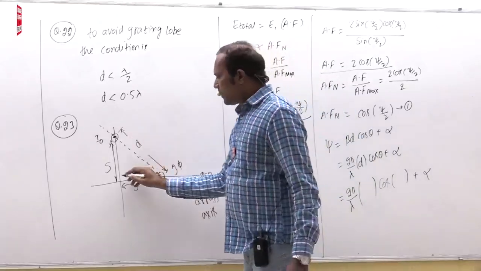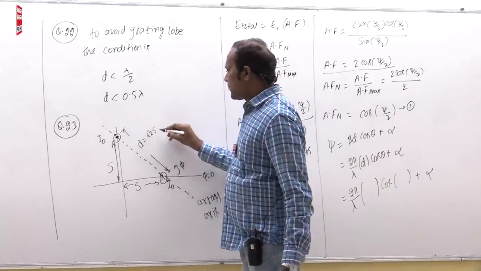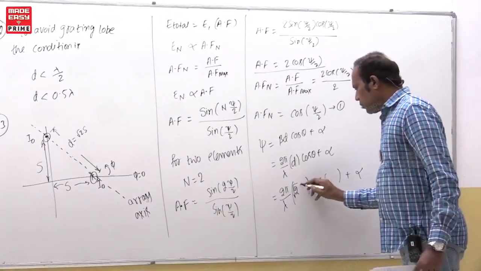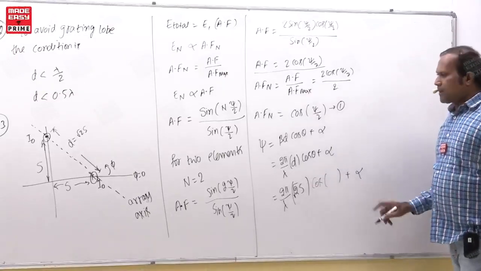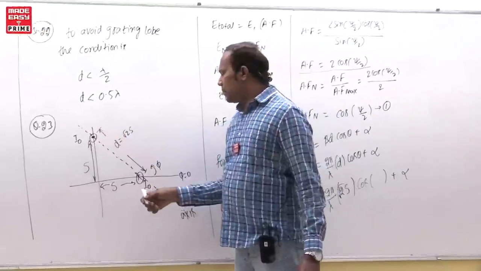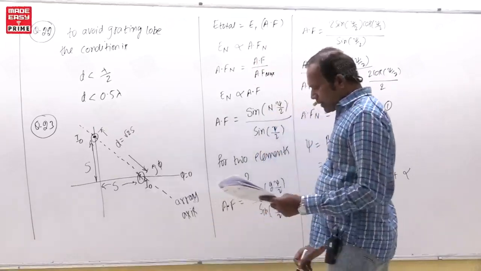Now it is the Pythagoras theorem. This is 90 degrees. That is root of s square plus s square, which is root 2 s. Now d becomes root 2 s. Now alpha becomes 180 degrees, because this current is out of the board and this is into the board, so the phase difference is 180 degrees, right students?